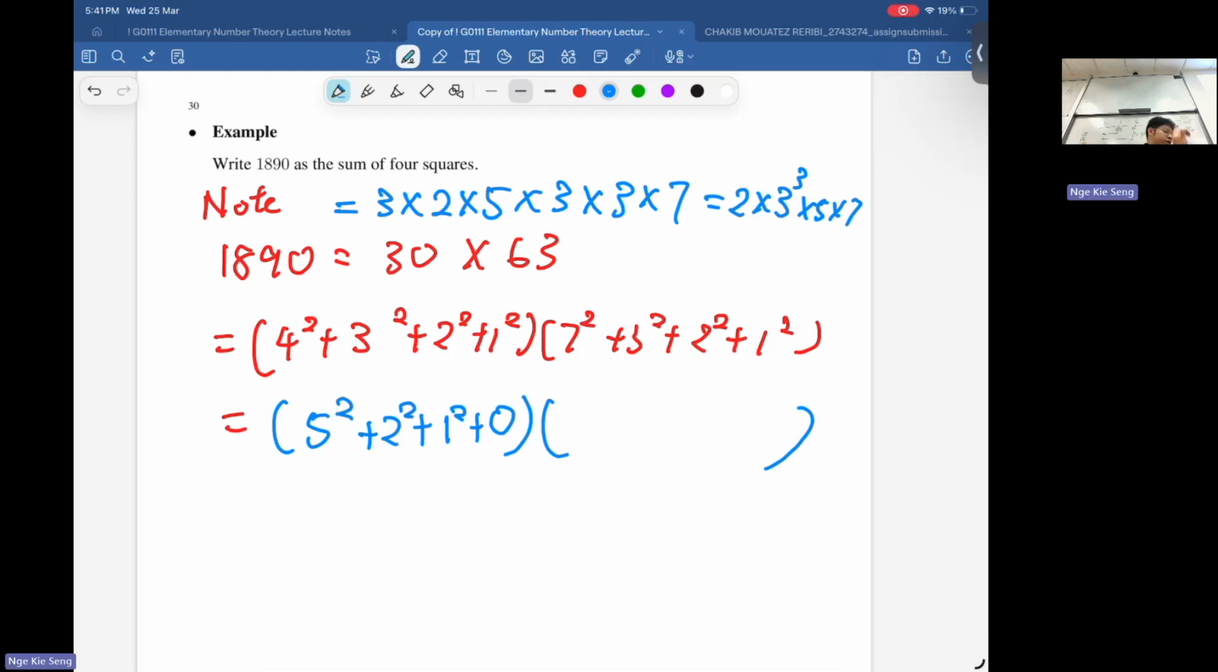But I will try to ask my colleague whether, when they say sum of 4 squares, they want you to use non-zero squares, or whether it is possible to write it with fewer than 4, or fewer non-zero squares. I'll try to clarify that and let you know again.